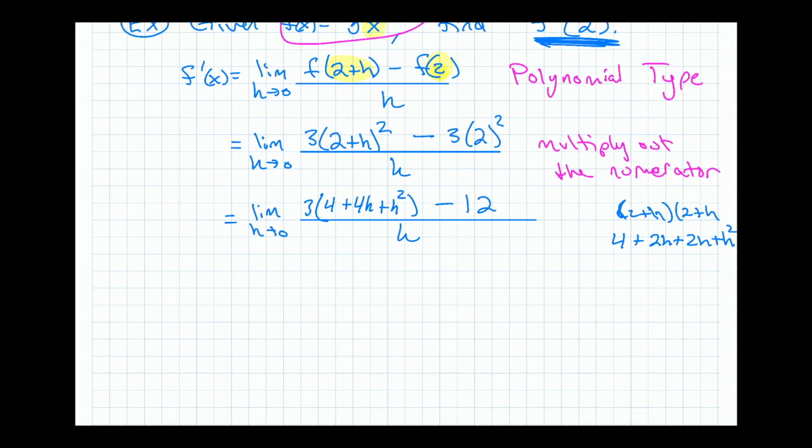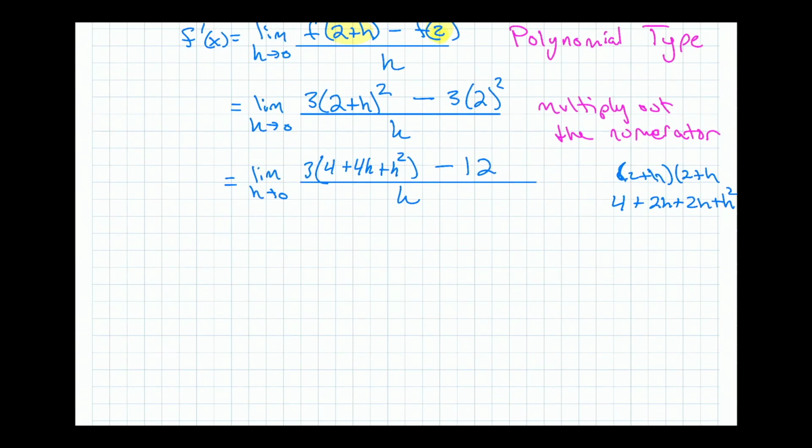So we're here. Keep working out that numerator. We're not done yet. So multiply that 3 in through there, and you get 12 plus 12h plus 3h squared minus 12 over h. Looks like our 12s cancel. I'm going to copy that down again.